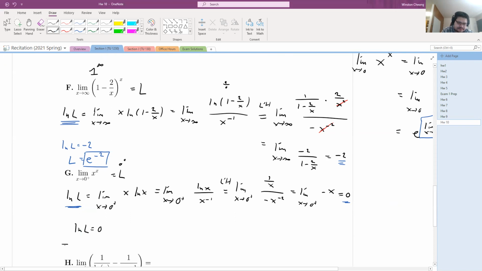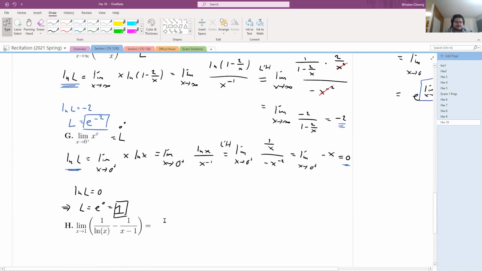So therefore, L is equal to e to the 0. And for this guy, I really want you to know that e to the 0 is 1. It always irritates me whenever I see someone write e to the 0, because that's just 1, and basically it's just saying that you don't know that simple fact.